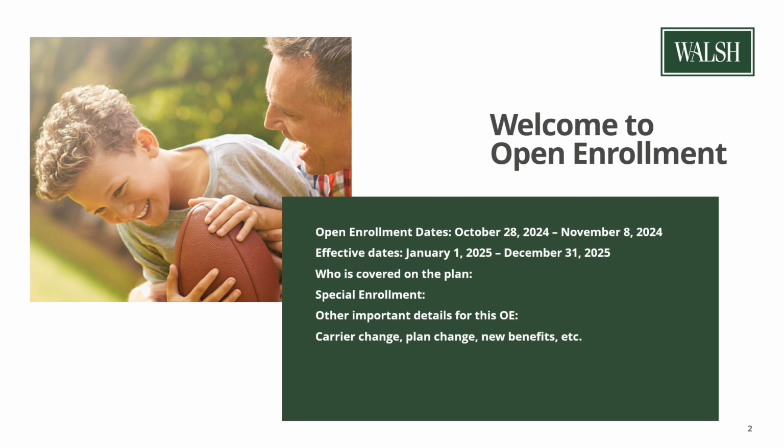A couple of key things to remember before we get started, and we'll go over them again as we go throughout. Open enrollment dates. So if you elect to change coverage, you have the window of October 28th through November 8th to make any of those benefit changes. Your benefits are going to be effective between January 1st through December 31st of 2025. And unless you have what's called a qualifying life event, the elections that you make at this time will be for that full 2025 plan year.